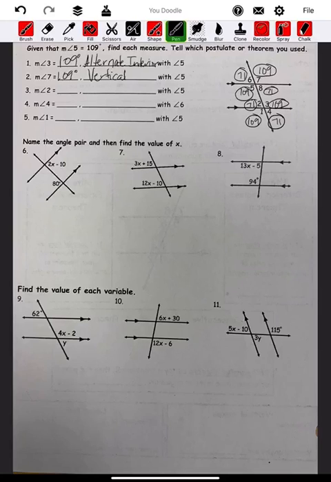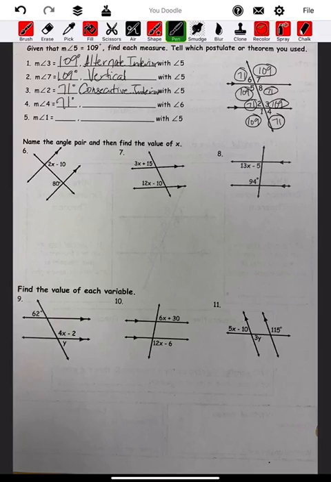Next, move on to angle 2. Angle 2, we said, is 71. When we compare it to angle 5, because they're on the same side of the transversal and they're both inside, they are consecutive interiors. So again, I'm going to write it, and if I go over, I apologize, but you should be able to write it in your box. So consecutive interior.